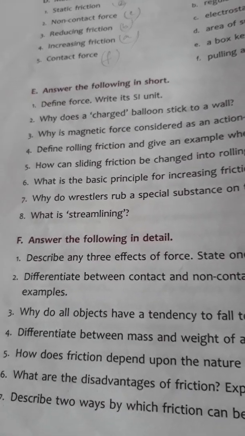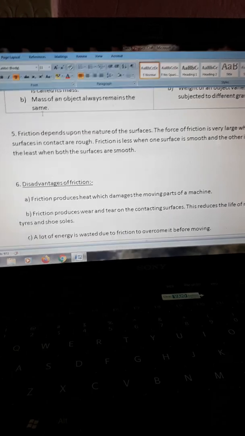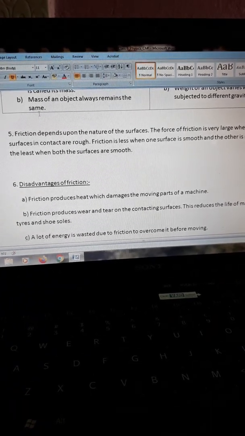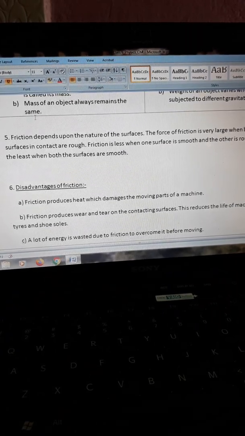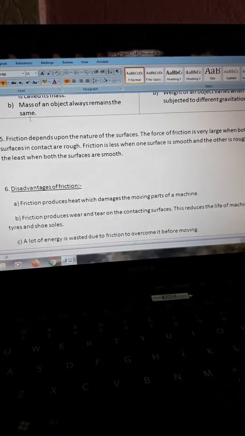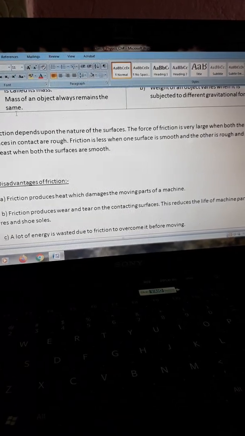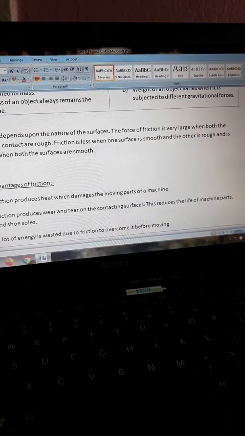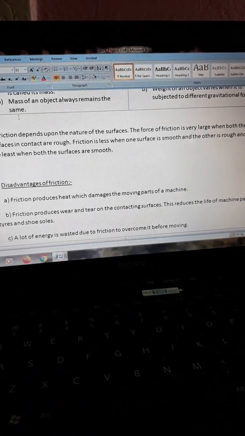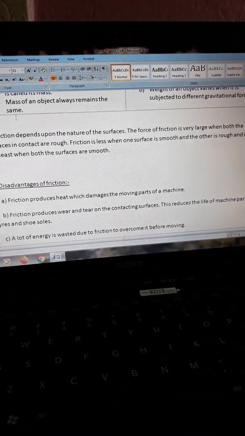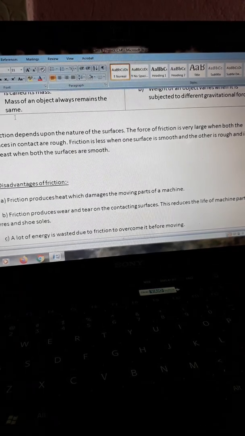Next, question number 6. What are the disadvantages of friction? Explain with examples. Here I have written 3 disadvantages. A: Friction produces heat which damages the moving parts of a machine. B: Friction produces wear and tear on the conducting surfaces. This reduces the life of machine parts, tires and shoe soles. C: A lot of energy is wasted due to friction, to overcome it before moving.